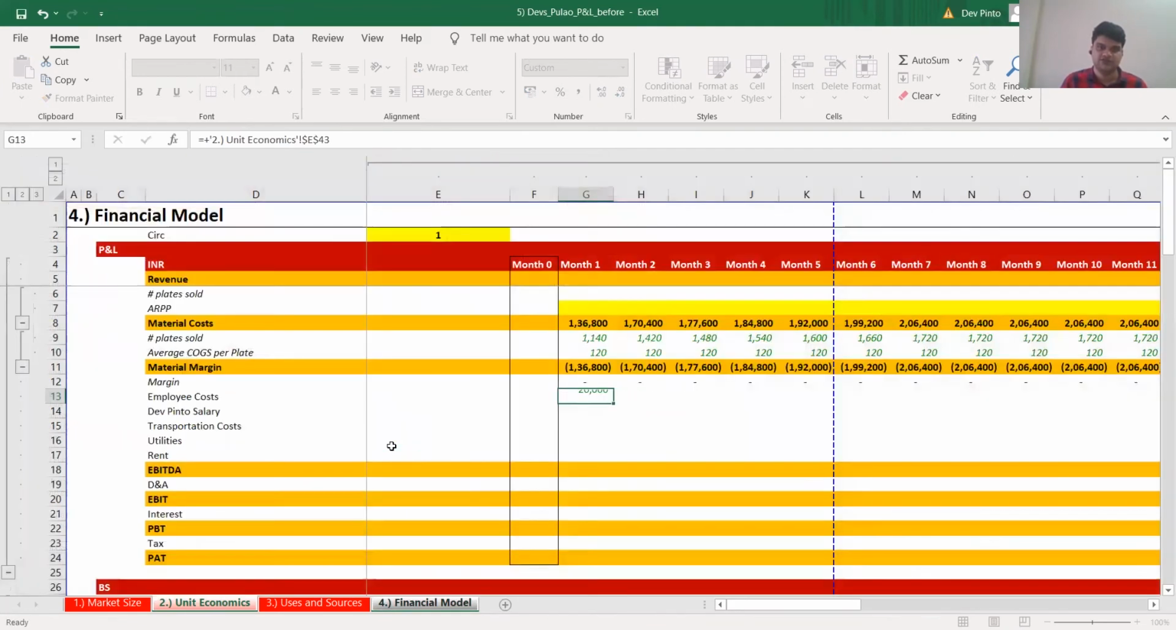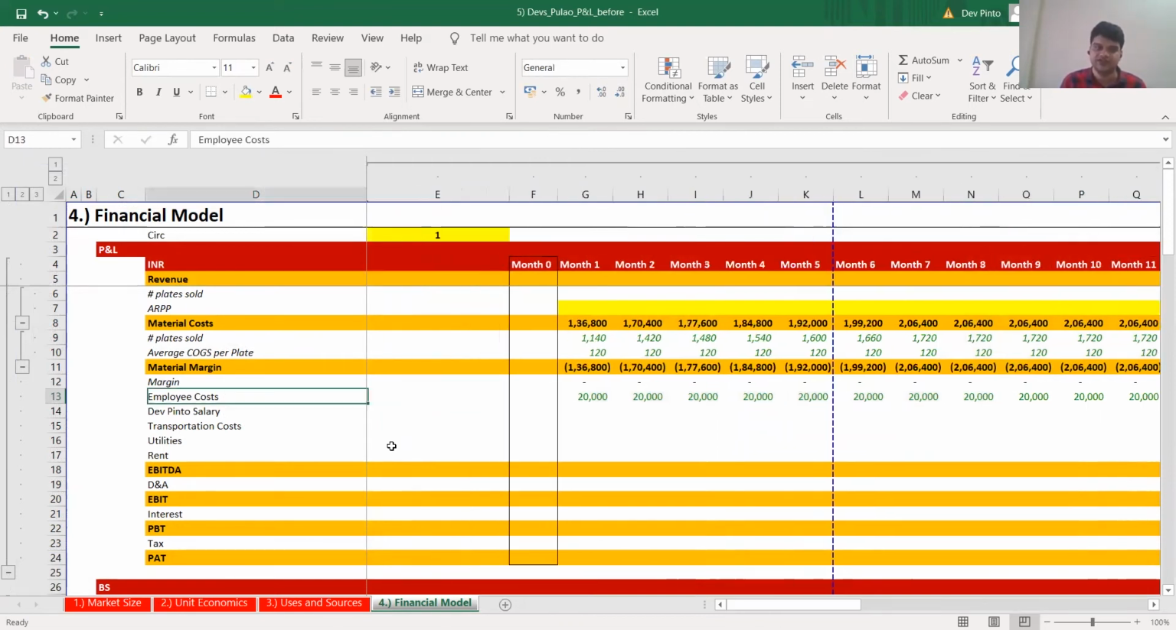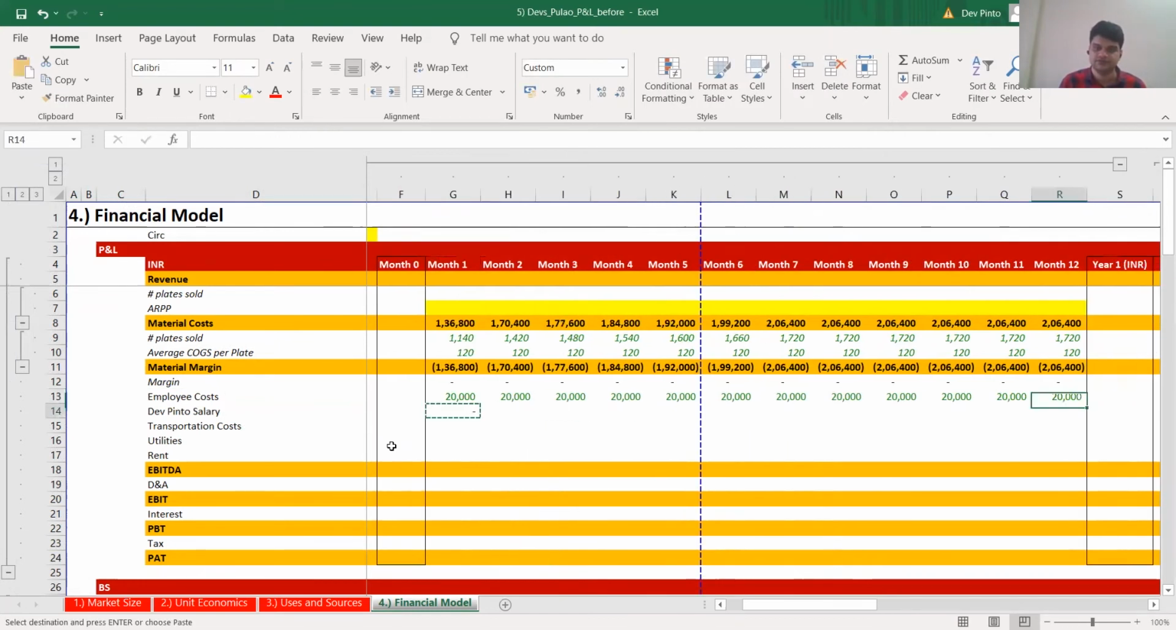Let's lock this with F4. Let's assume that the employee cost over the next 12 months stays constant at 20,000 rupees a month, 10,000 rupees a head. Dave Pinto's salary: assume I'm the entrepreneur, but I'm not going to take a salary. So let's assume this to be 0.